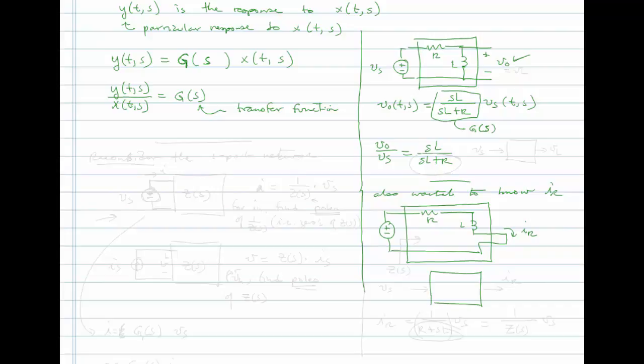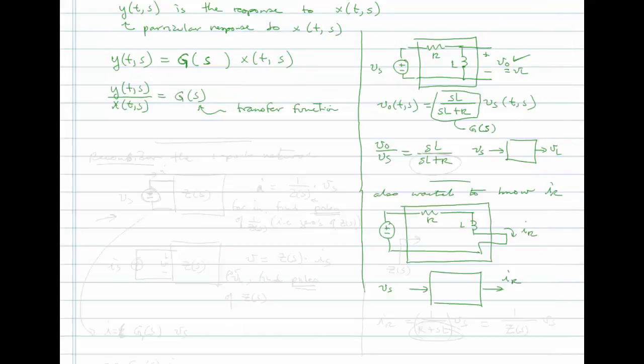Or more generally, I could just say I have VS that I'm applying to this, and my response is IR in this case. Up here, I was applying VS, and I was looking for VL, which I called VO. So what would IR be here? Well, IR is simply going to be the total voltage VS, the voltage applied, divided by the total impedance, R plus SL. So in this case, I have a transfer function again, but it's not SL over SL plus R, it's 1 over SL plus R. Notice that the denominators are common. That is going to prove to be extremely important.